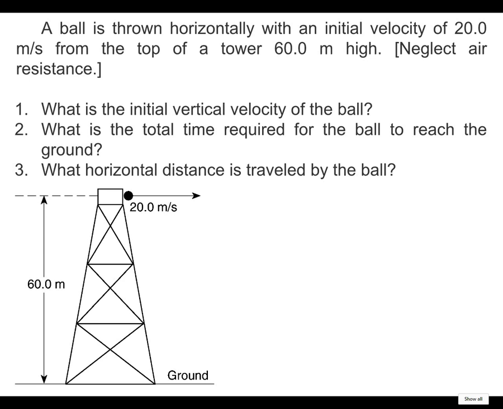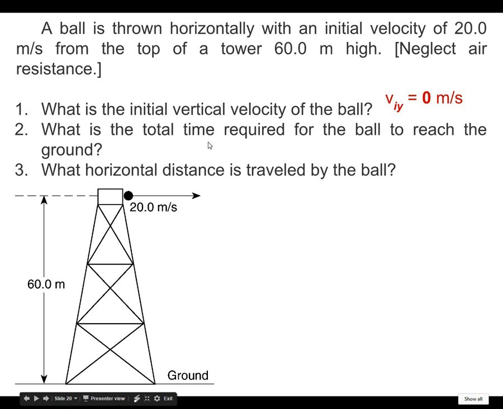The ball is thrown horizontally. So, with this in mind, there is no vertical initial velocity. The entire velocity is in the horizontal component of it. Our initial vertical component of the velocity is 0, and the entire velocity is horizontal. So what about the second question?